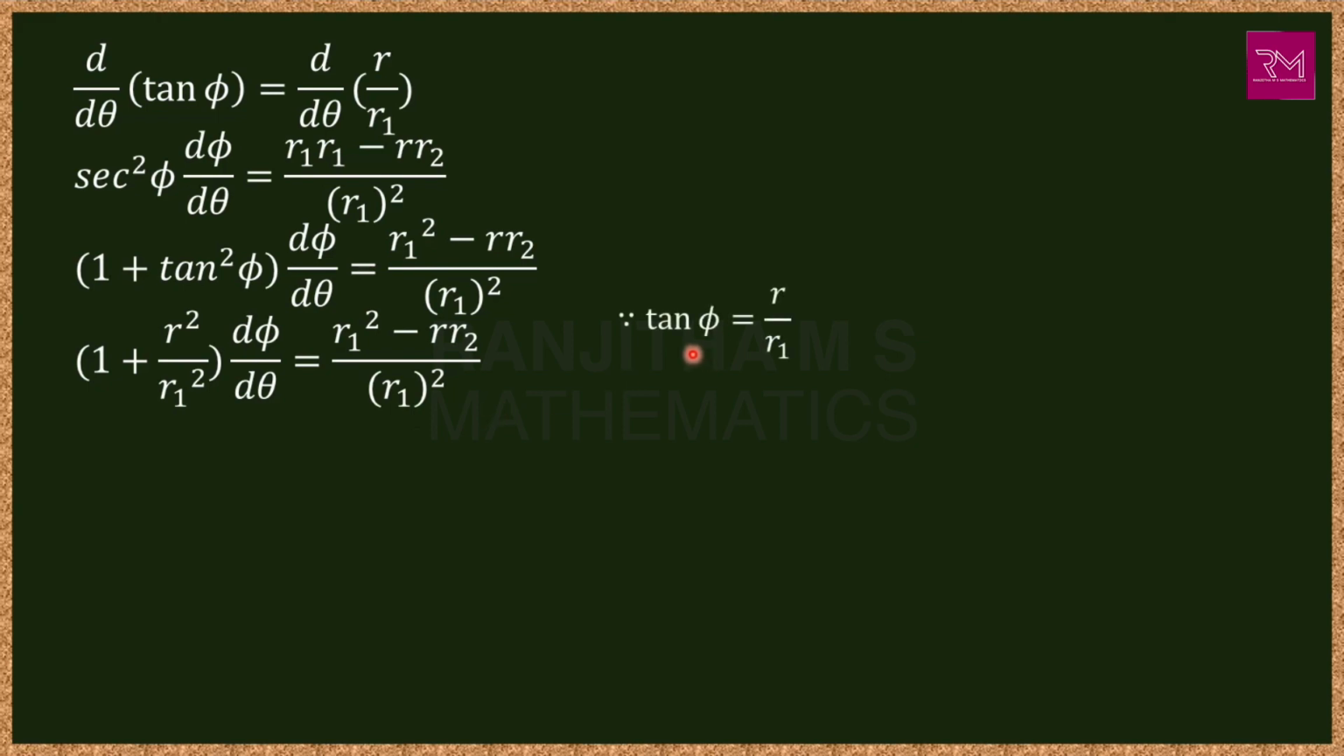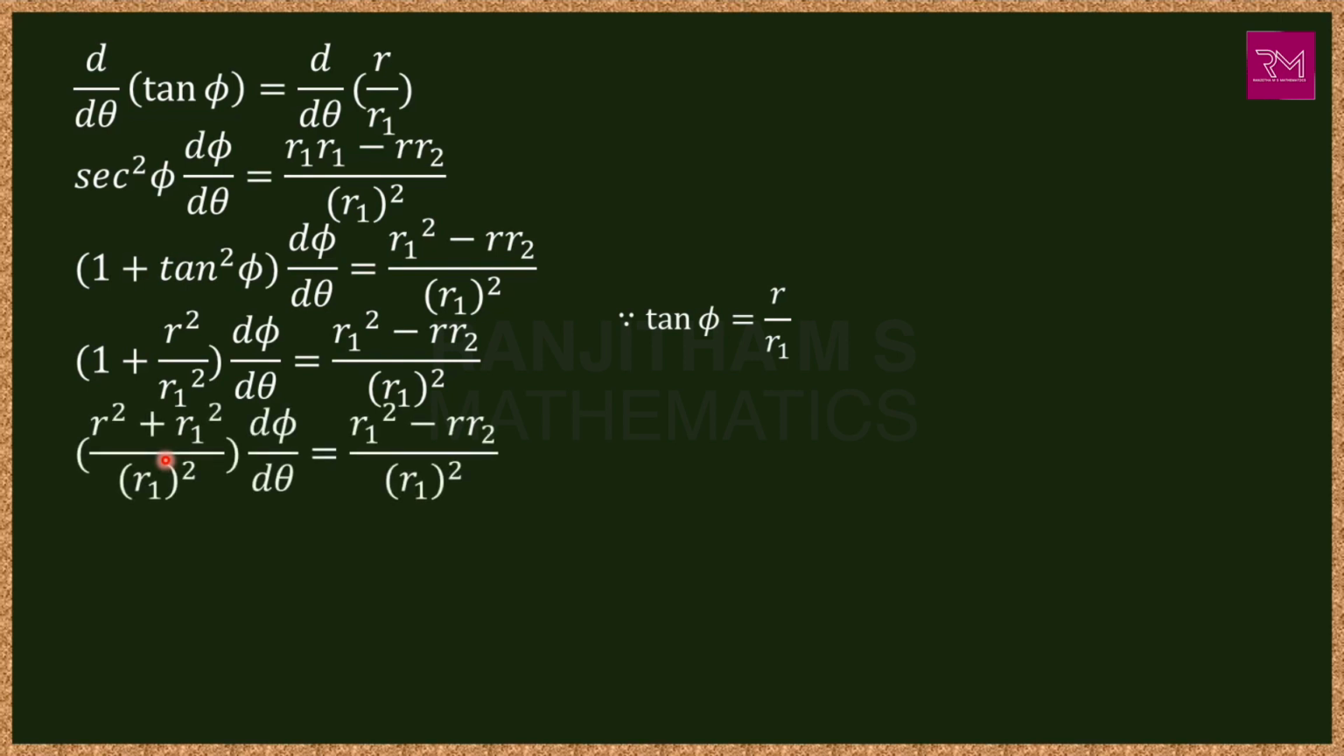This is obtained because we all know that tan phi value is r by r1. Substituting tan phi value as r by r1, that is tan square phi here, hence we get r square by r1 square. Here, in the next step, we have to take the LCM and simplify in the left hand side. That becomes r square plus r1 square divided by r1 whole square into d phi by d theta, which is equal to r1 square minus r into r2 divided by r1 square as it is. Here r1 square gets cancelled in the left hand side and right hand side. Hence we get r square plus r1 square into d phi by d theta, which is equal to r1 square minus r into r2.